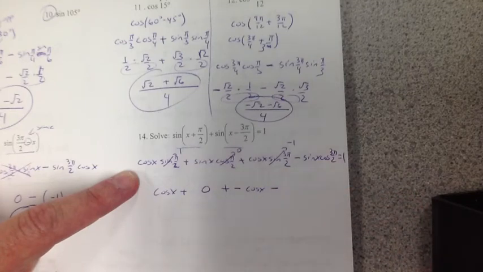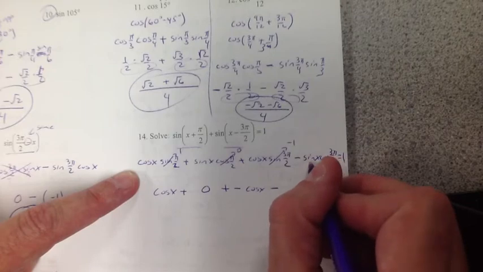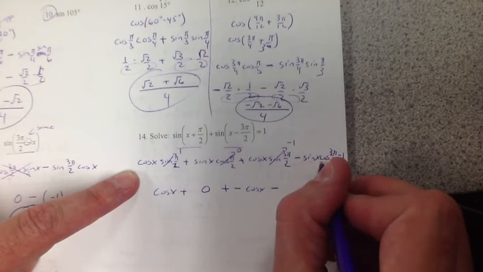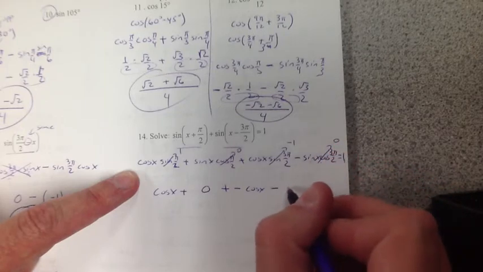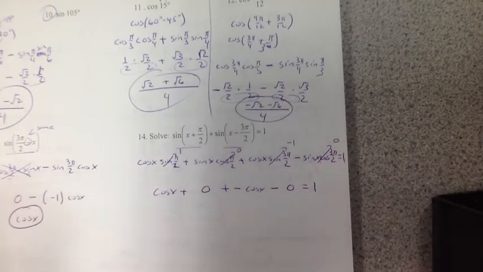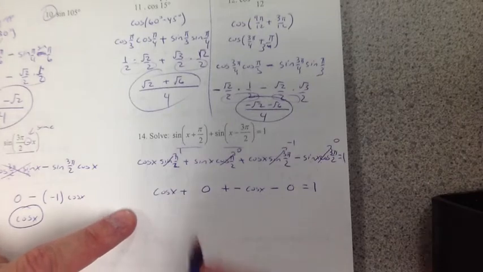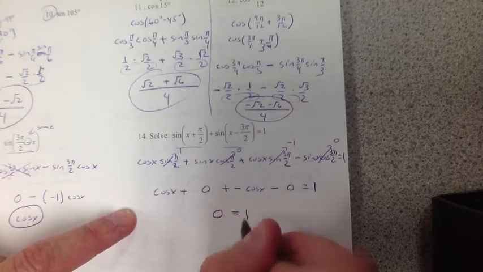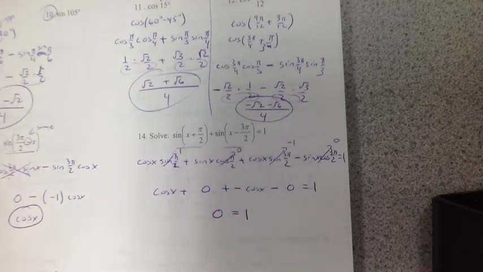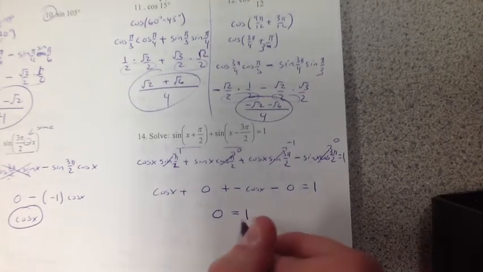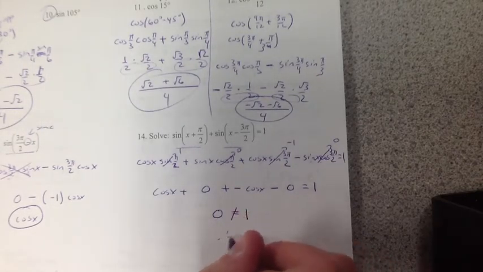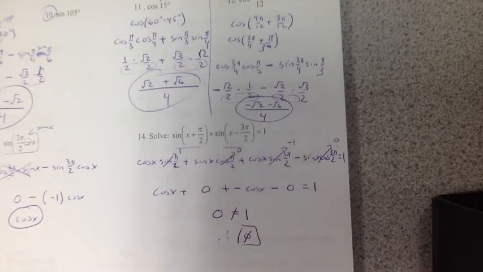Minus, interesting, minus the sine of x, cosine of 3 pi over 2. And, well, again, that's just 0. So that becomes minus 0 equals 1. And if you notice, everything on the side cancels, and I get 0 equals 1. Well, can 0 equal 1? No. Therefore, there is no solution for this one.